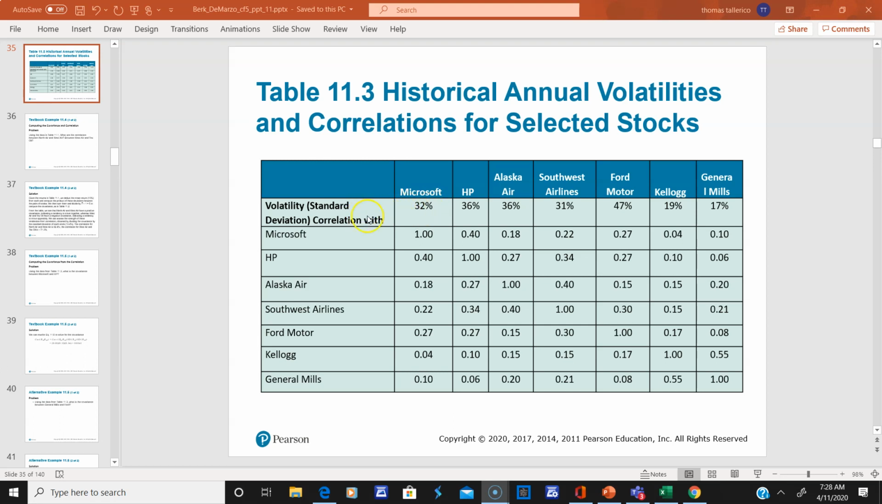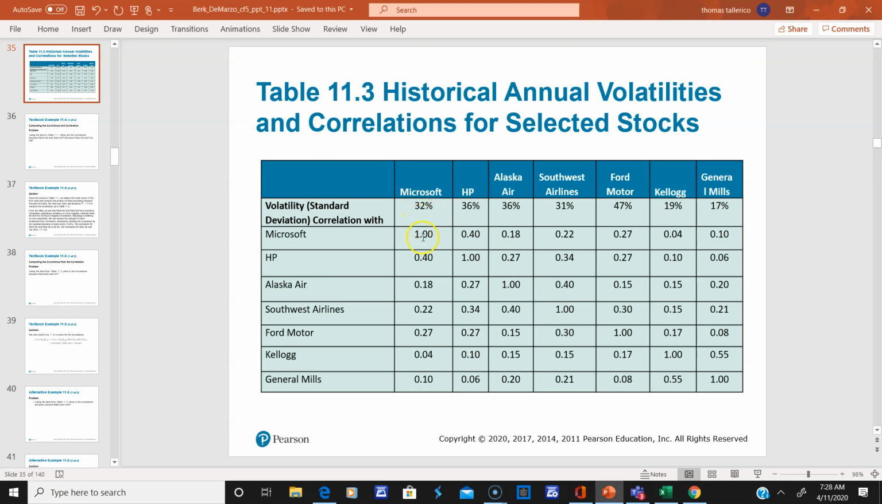Basically, what they're showing you is how Microsoft is correlated with, and how each of these companies is correlated with, all the others. So obviously Microsoft is correlated with Microsoft, right? It's a 1. It makes sense. HP correlated with HP is a 1. So you can see any company correlated with itself is a 1, right? So Southwest is a 1.